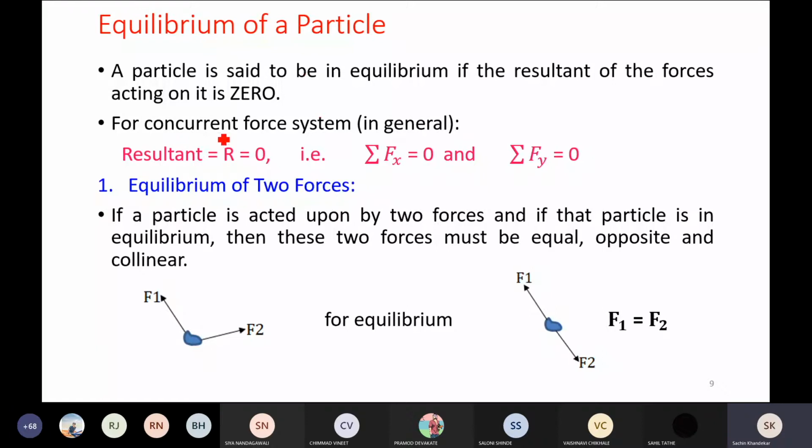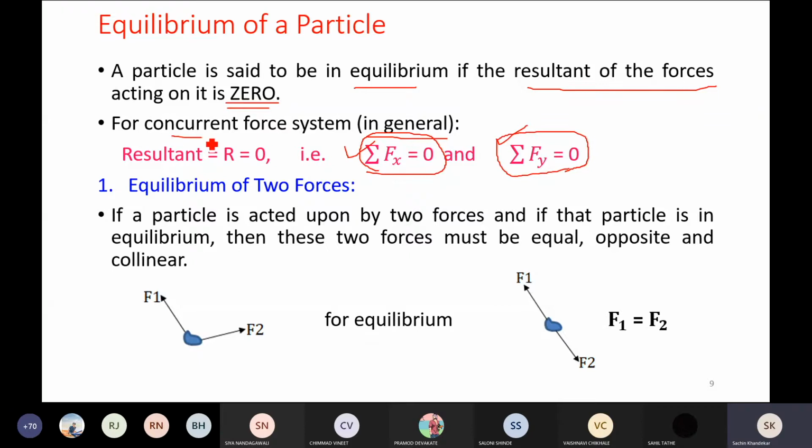So we already discussed slide number 9 before the start of the friction unit. Equilibrium of a particle: we already know that a body or a particle is said to be in equilibrium if the resultant of the forces acting on it is equal to 0. Now for the concurrent force system in general, we have two equations available: summation Fx is equal to 0, and summation Fy is equal to 0.